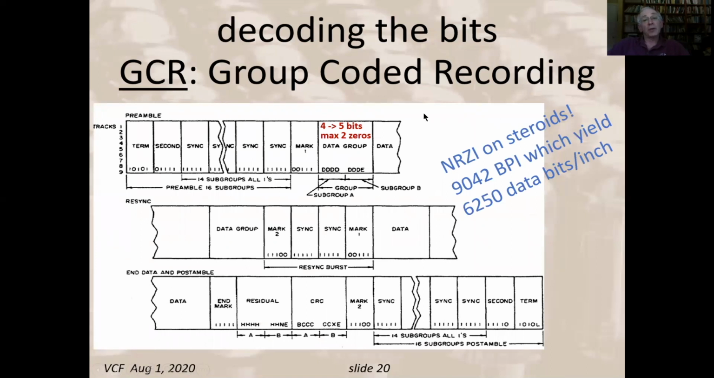The most complicated format we've done is group-coded recording, GCR, which was kind of the last gasp of 9-track half-inch tape drives that generated 6250 BPI data bits per inch based on actually 9,042 bits per inch of data stored on the tape. They used NRZI, but they encoded every 4 bits into 5 bits on the tape to guarantee that there are periodic 1-bit transitions so you could do clock recovery. Incredibly complicated, lots of fun to write the code to decode that.